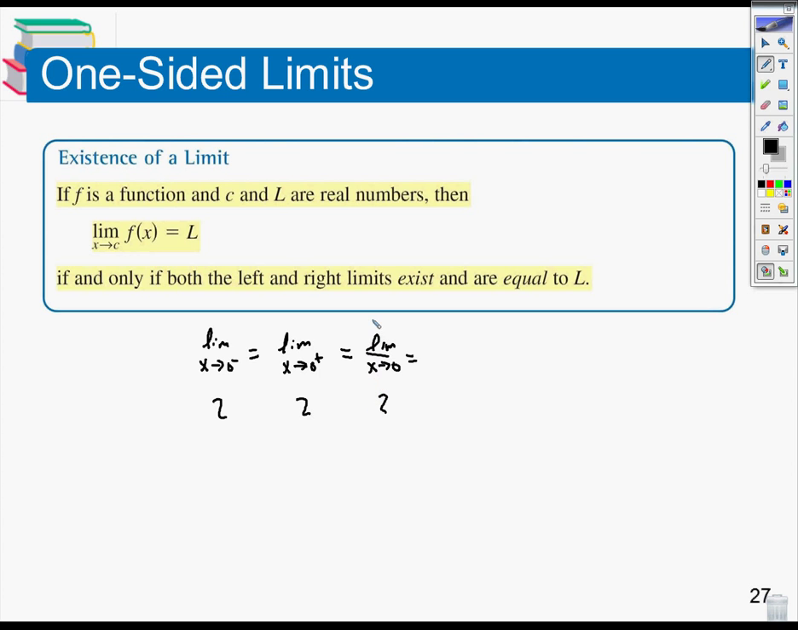And that might seem intuitive. You might have already gathered that information, but it doesn't hurt to throw it out there.